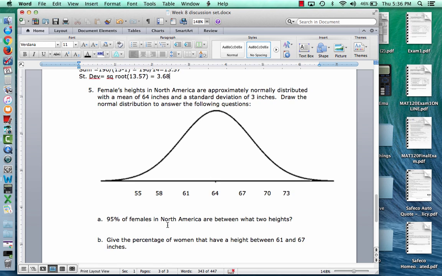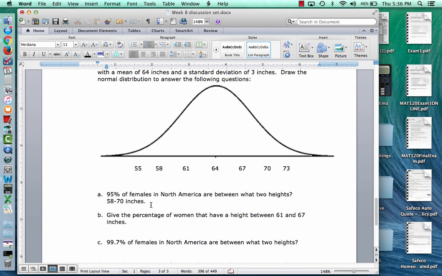So it says 95% of females in North America are between what 2 heights? 95% is within 2 standard deviations. So if I go 2 below, that's 58, up to 2 above, that's 70. 58 to 70 inches is the heights that they're between, because 95% is 2 standard deviations below to 2 standard deviations above. So 95% of all females in North America are between these 2 heights.